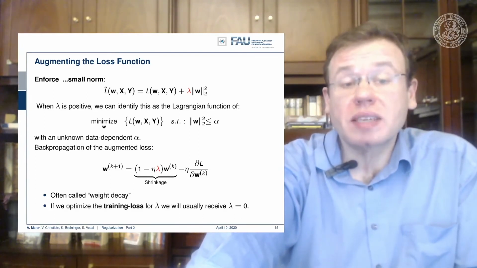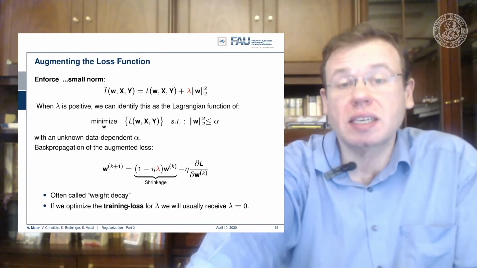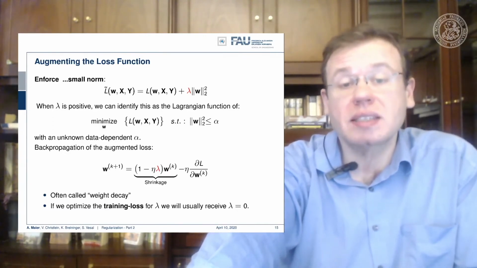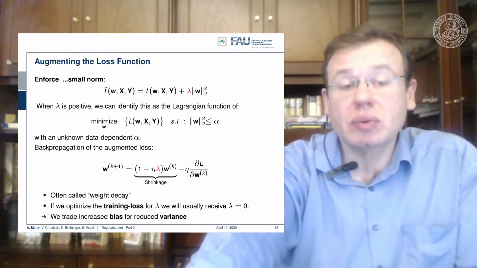So if we would optimize the training loss now for lambda, we would usually receive lambda equal to 0, because every time we introduce a regularization, we are doing something that is not optimal with respect to our training loss. But of course we introduce it because we want to reduce the overfitting. So this is something that we cannot observe directly in our training data, but we want to get better properties on an unseen test set. This will even increase the loss value on our training data set. So be careful with that. Again, we increase the bias for reduced variance.